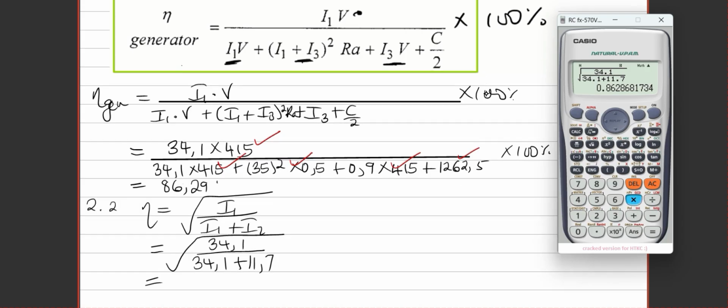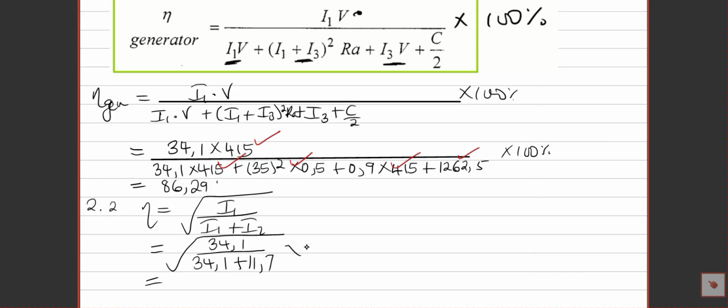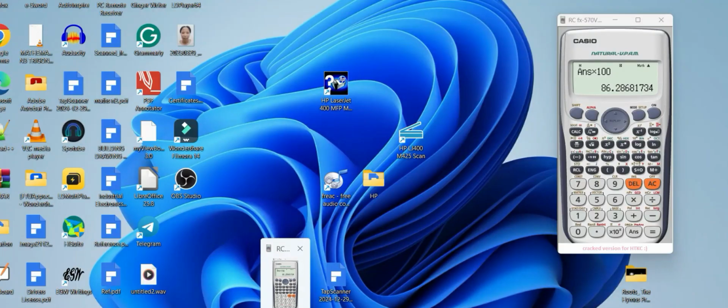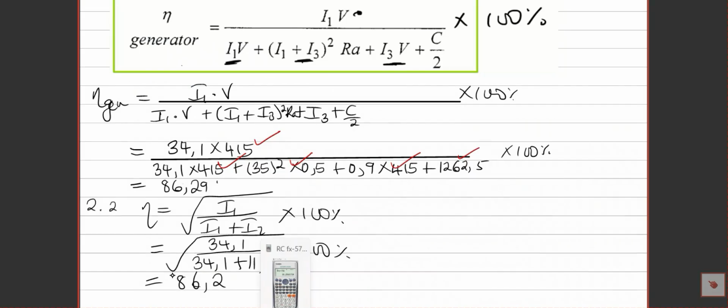And we are getting similar efficiencies here. Well, hopefully we didn't make any mistake. 86,287, times 100%. I got 86,2 what? Let's see, 287. 87%, and this is percent. And so this is how you go about this calculation.